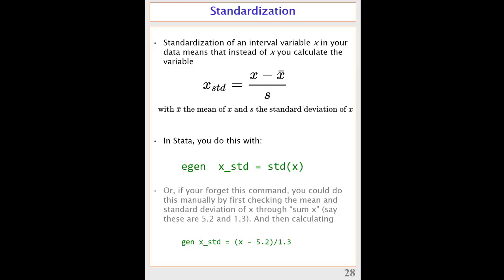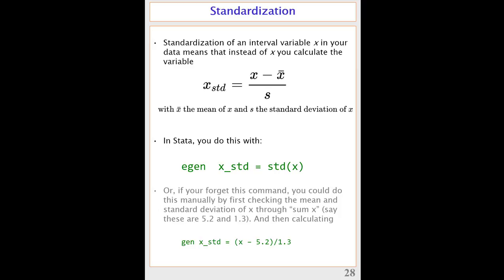And the way to do it in Stata is quite straightforward. Egen, for extension to generate, and then you give the new variable a new name. I usually do something where I type the original one, x underscore, and then standardized equal to, well, the standardized version of x. So that's the way to do it. And if you happen to forget that command, you can do it by hand.